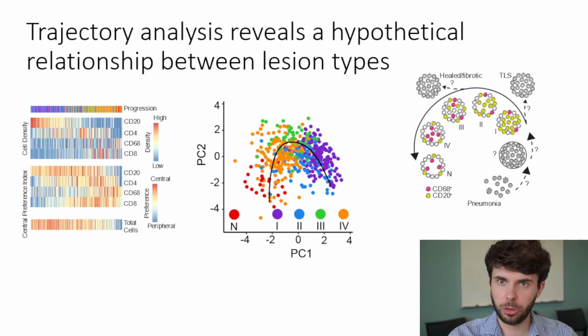Finally, we used trajectory analysis, a common tool for single-cell analysis, to determine whether there may be a temporal relationship between our lesion types. And the results we found suggest that these different types of lesions may represent different stages of a developmental pathway going towards necrotizing lesions.